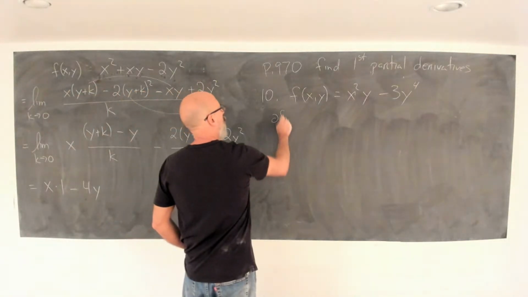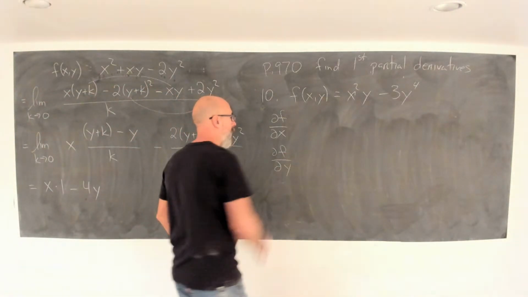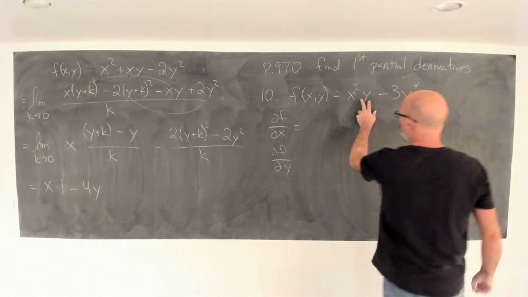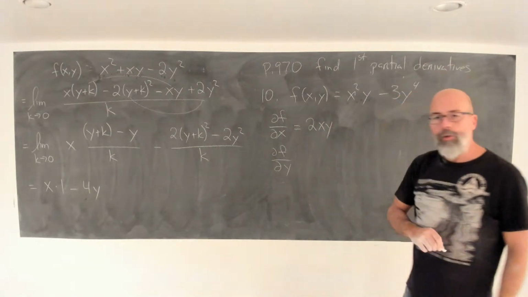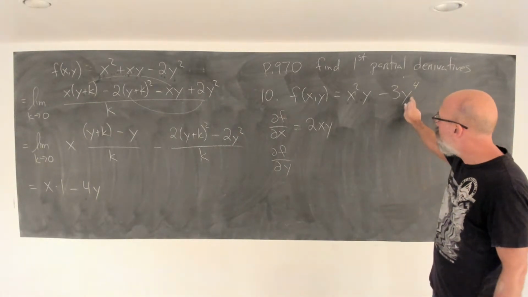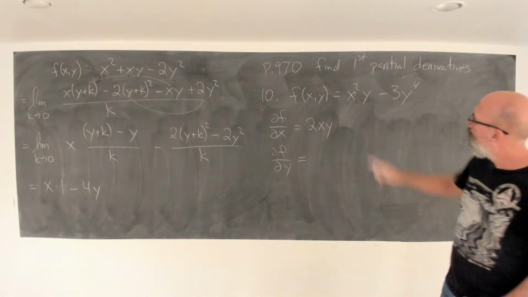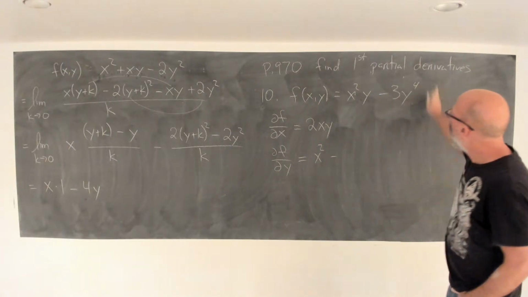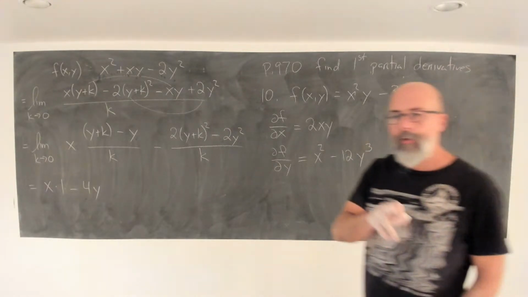So what are we looking for? We're looking for the partial derivative of f with respect to x, partial derivative of f with respect to y. Right? So when you differentiate with respect to x, you treat the y's as constant. So this is constant. Derivative of x squared is 2x. So 2xy. Derivative of 3y to the 4 is 0. Y is treated as a constant. Derivative of a constant is 0. Derivative of f with respect to y. The x is treated as a constant. Derivative of y is 1. So x squared. Derivative of this with respect to y, 12y cubed.